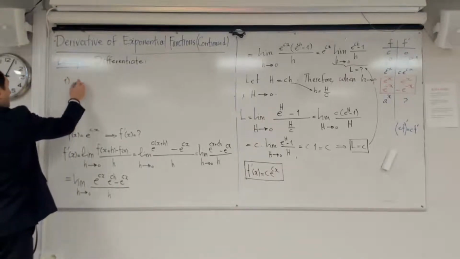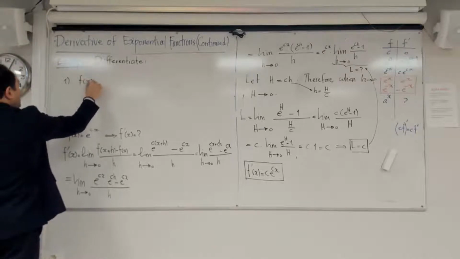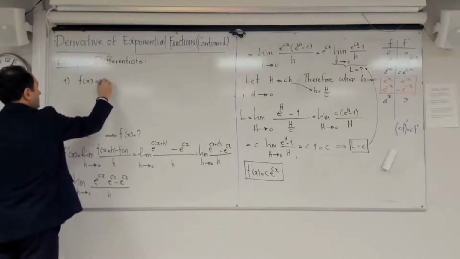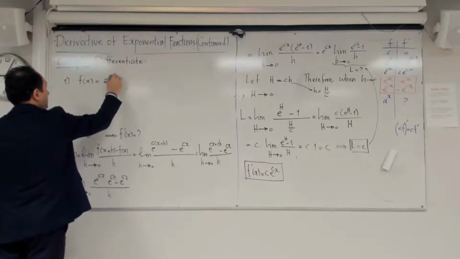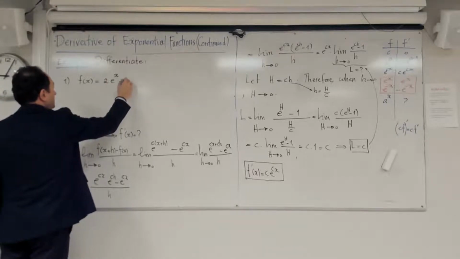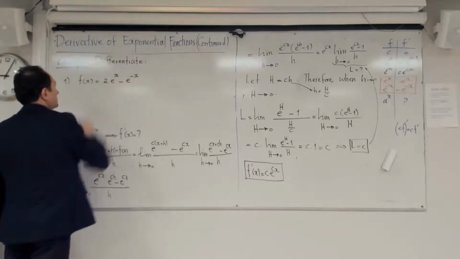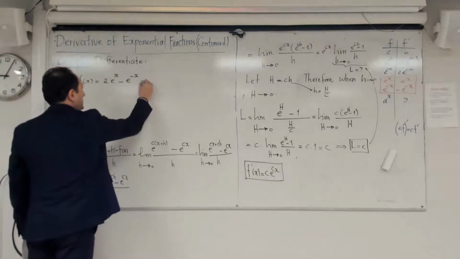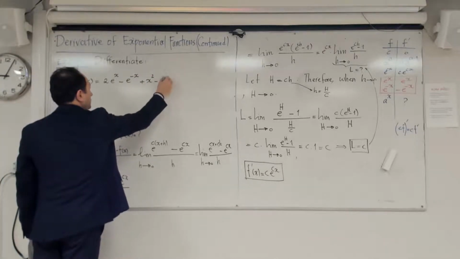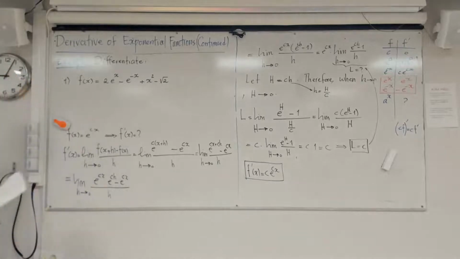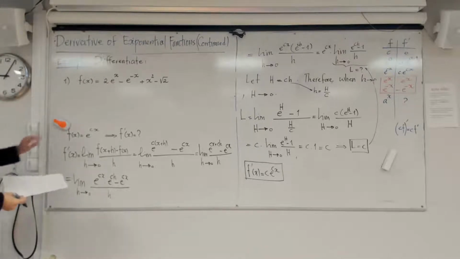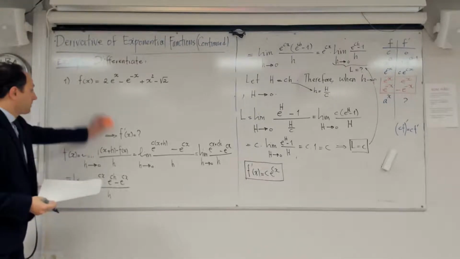Number one, f of x is equal to 2e to power x minus e to power minus x plus x squared minus the square root of 2. Okay, let me do this one myself and then I will give you two for you. This is very simple.